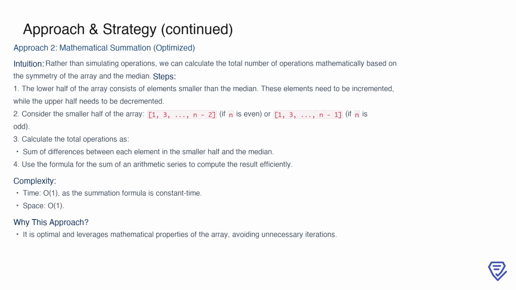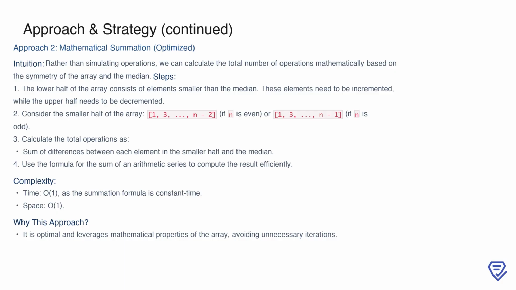The key insight here is to leverage the symmetry of the array and focus on the arithmetic differences between the smaller half of the array and the median. Specifically, the elements smaller than the median need to be incremented, while the larger elements need to be decremented. For the smaller half of the array, which consists of 1, 3, and 2, if n is even, or 1, 3, and 1, if n is odd, we can calculate the total number of operations required by summing the differences between each element and the median.